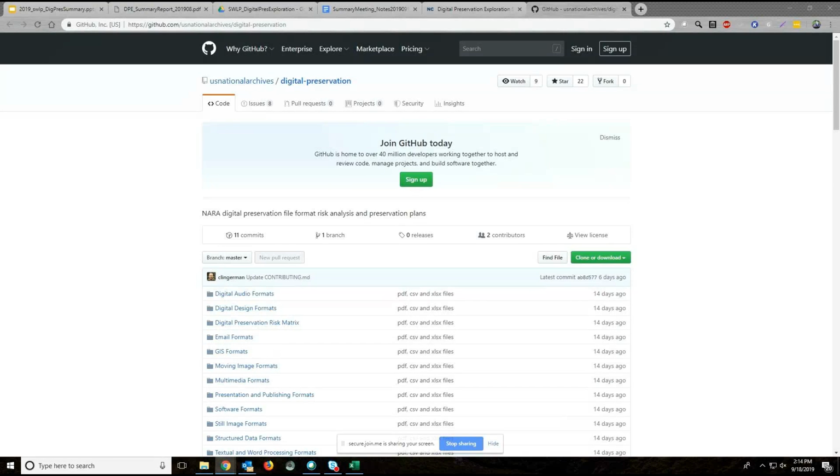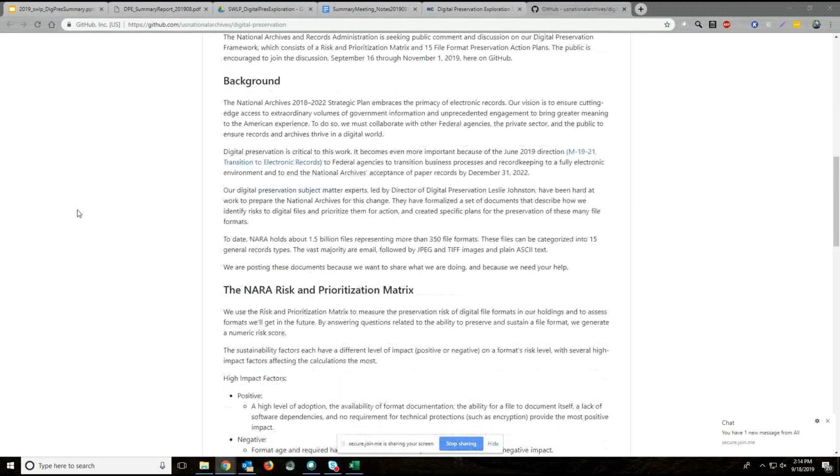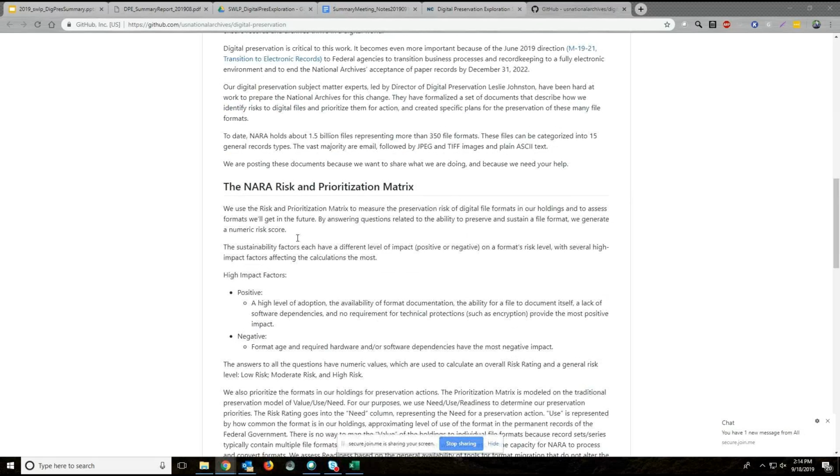So you say that the U.S. National Archives, NARA, released a digital preservation framework on GitHub for public comment. So here's what that looks like. It looks like that same old unfriendly GitHub interface. Yep.